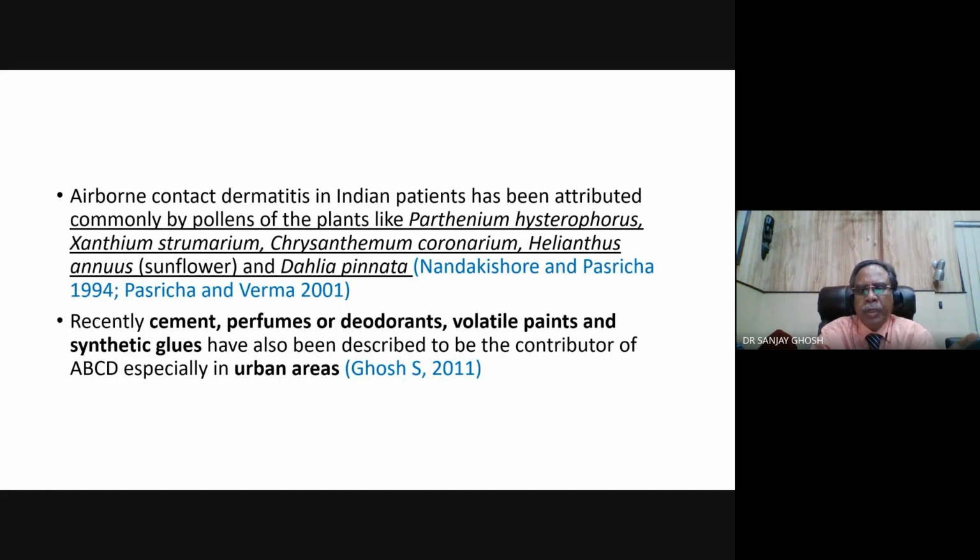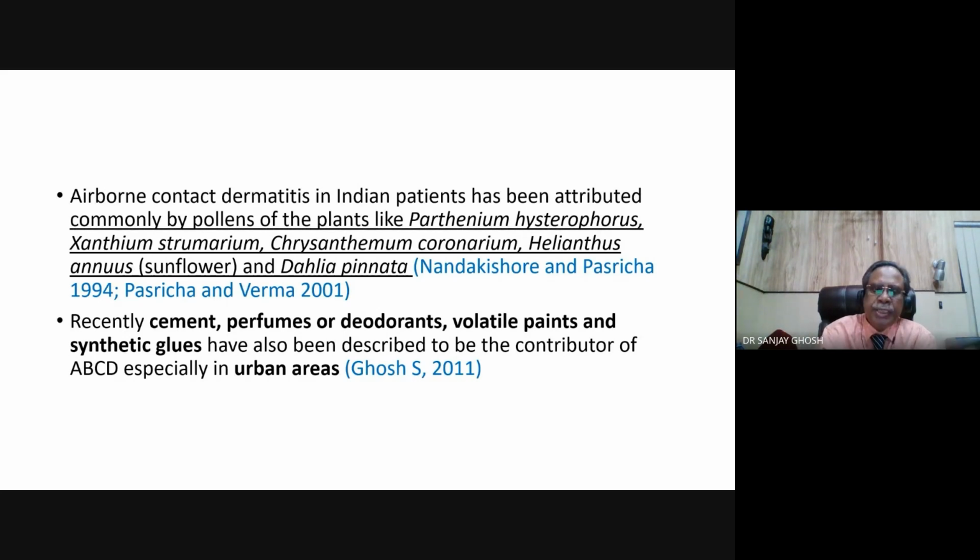So airborne contact can happen from Parthenium, Xanthium, Chrysanthemum, Helianthus, sunflower. It's very cross-reactive. So whenever you get a positive patch test to Parthenium, you should urge the patient not to contact sunflower, and not to consume sunflower oil, because that can give rise to systemic contact if the patient is positive to Parthenium.